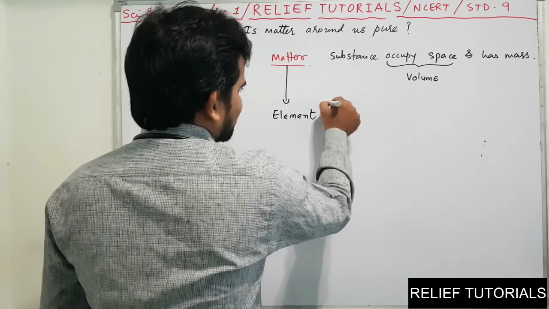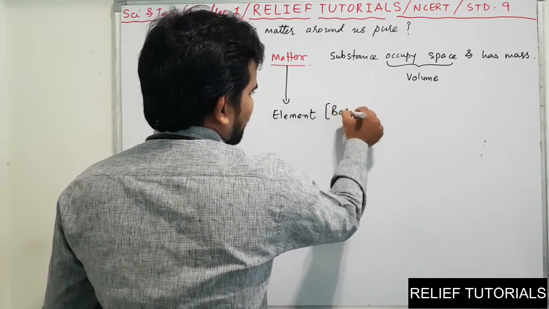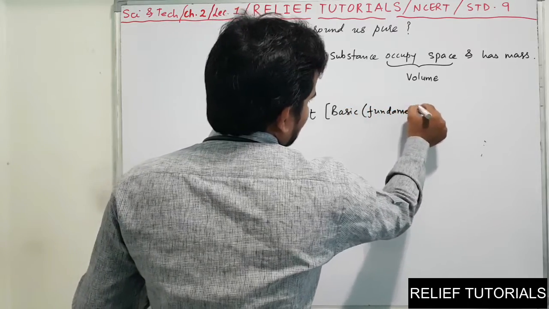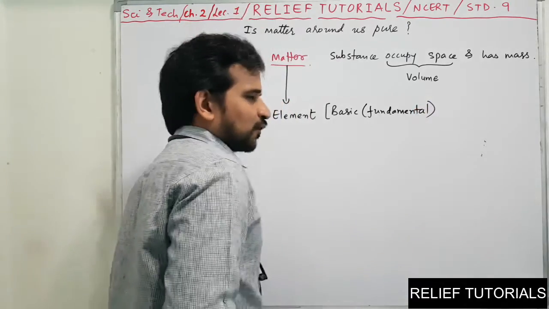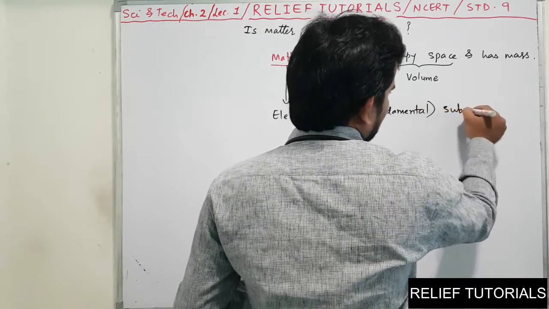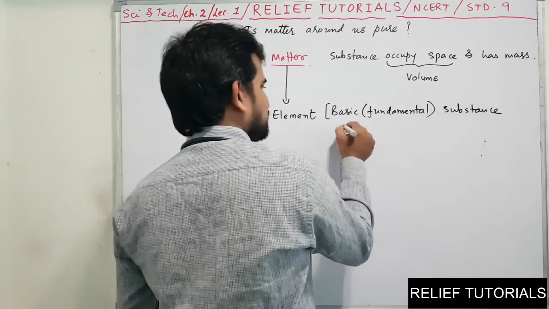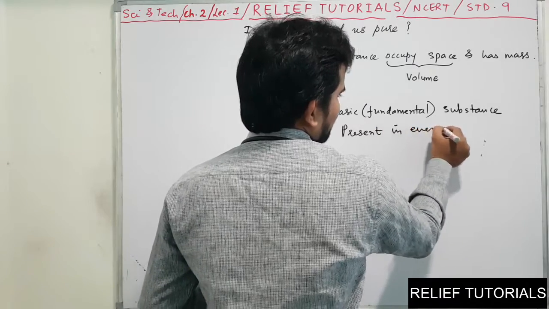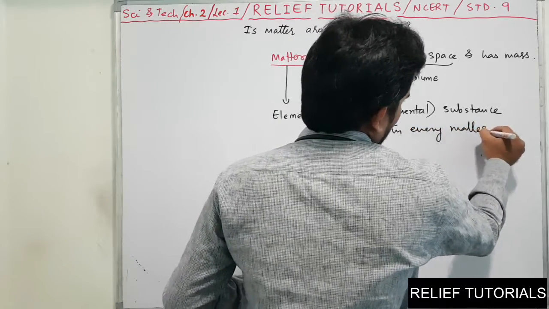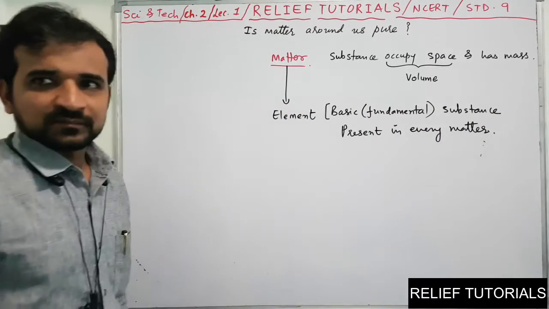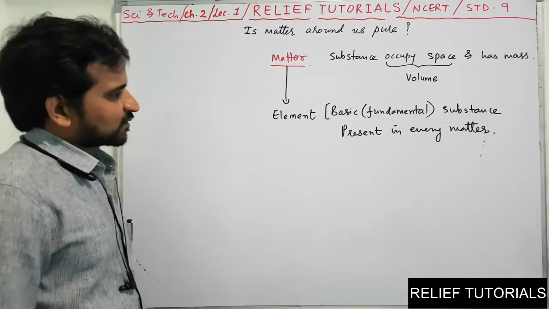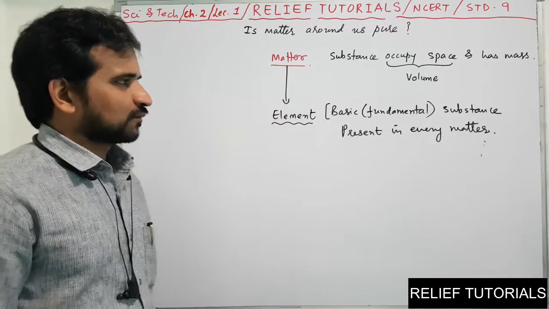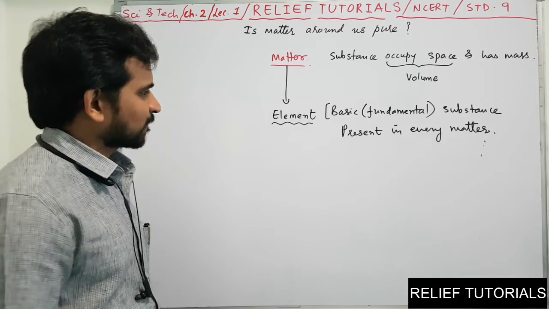What do you mean by element? The definition we can write: basic or fundamental substance present in every matter. Basic fundamental substance present in every matter is called as element. Already we have learned these things in the lower standards.